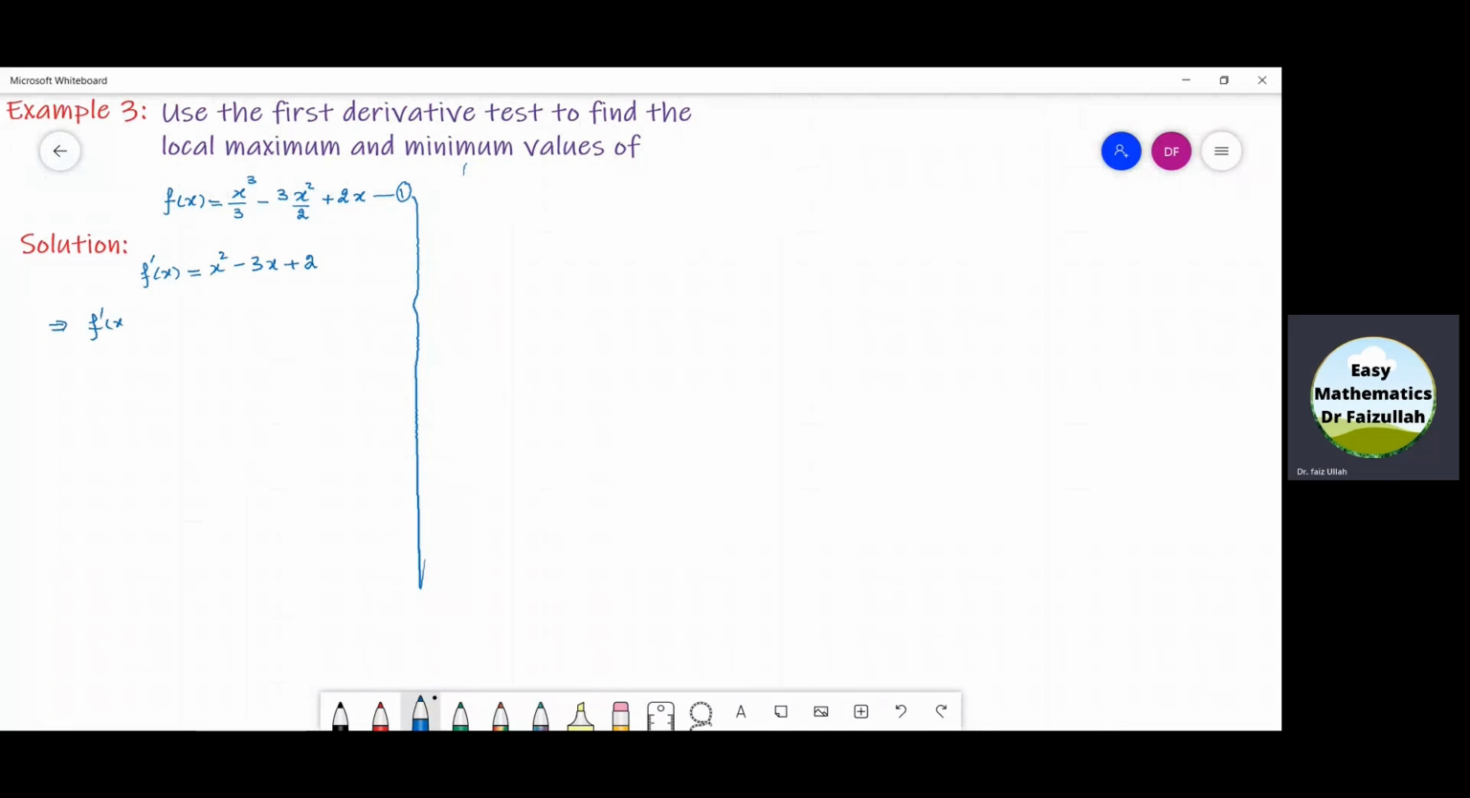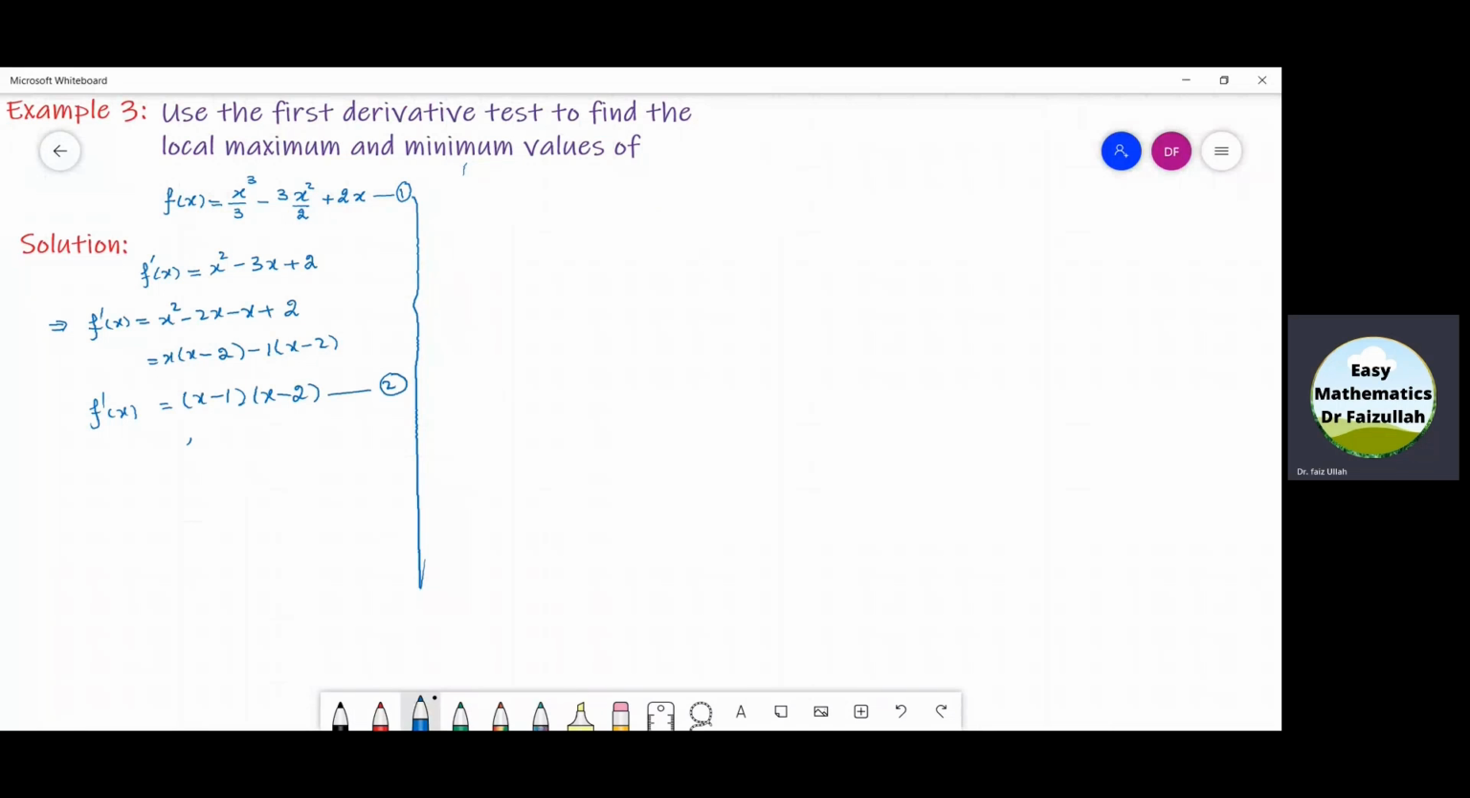So f dash of x is equal to x square minus 2x minus x plus 2. And from this we get x into x minus 2, taking minus 1 common, we have x minus 2. So f dash of x is equal to x minus 1 into x minus 2. Let us say this is our equation number 2.